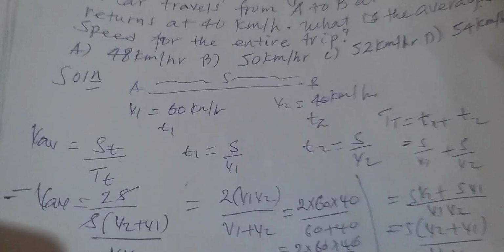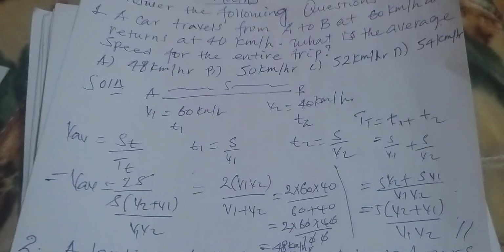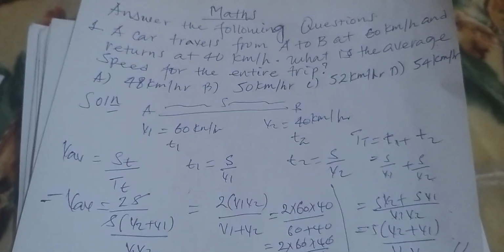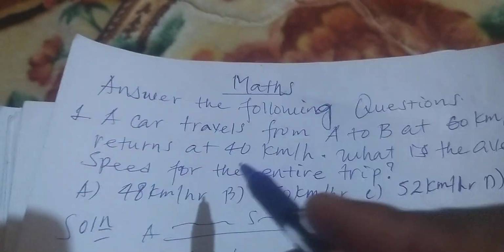So the average speed is 48 kilometer per hour. It is not 50. So the answer is A.